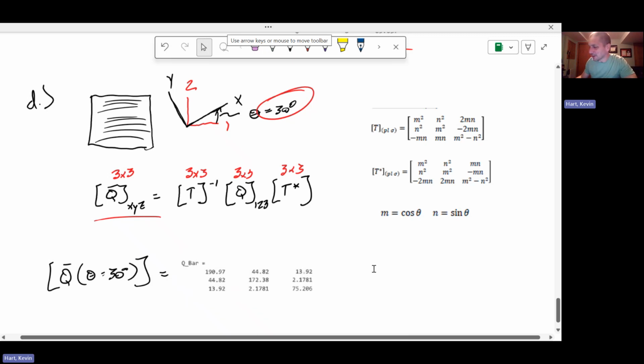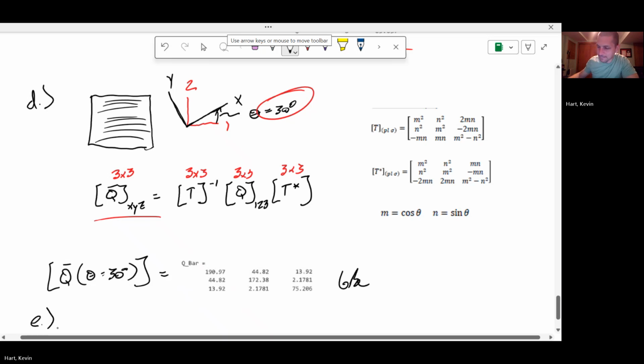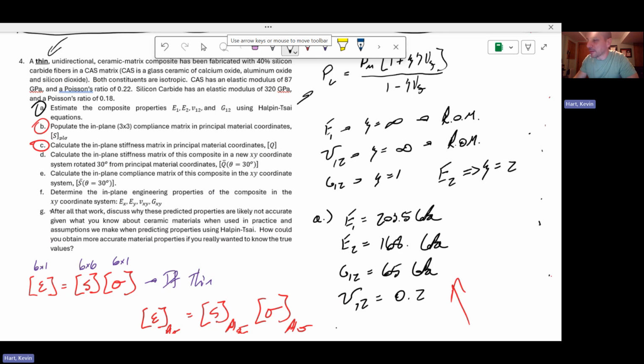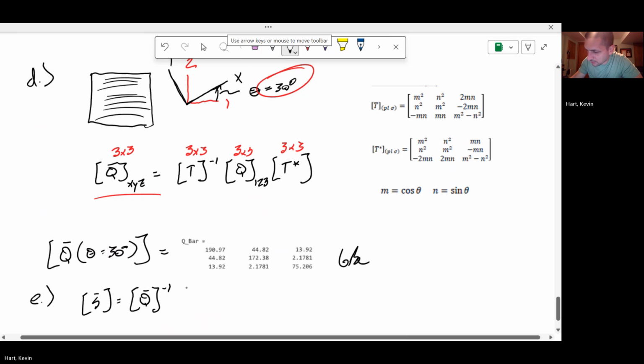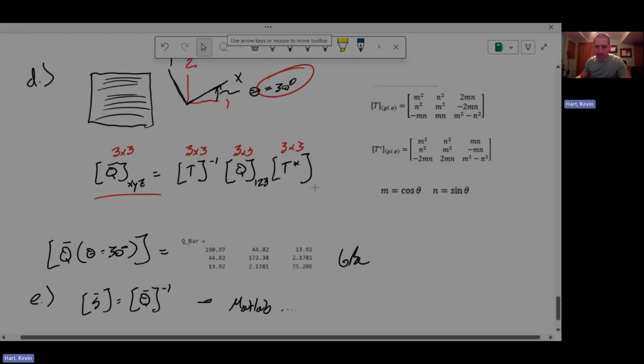But okay. So this is the stiffness matrix Q bar after the 30-degree rotation angle. This is again in GPa. All right. Moving on, part E. Calculate the in-plane compliance matrix. Again, this is just doing an inversion in MATLAB. So S bar is Q bar inverse. So again, MATLAB or Excel, whatever you want, and you can just calculate that straight away.